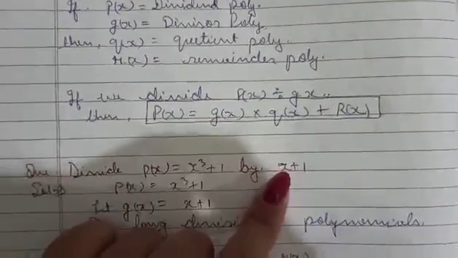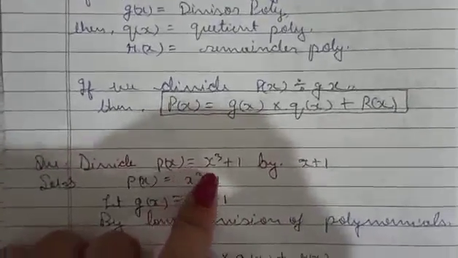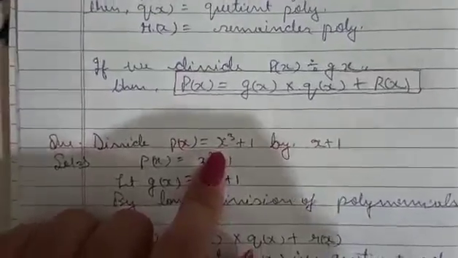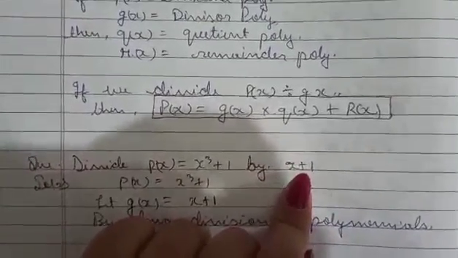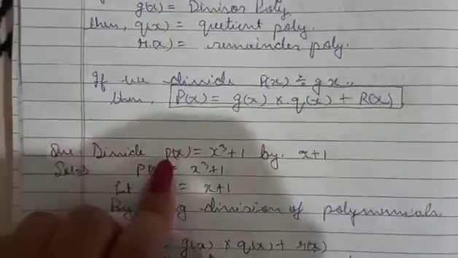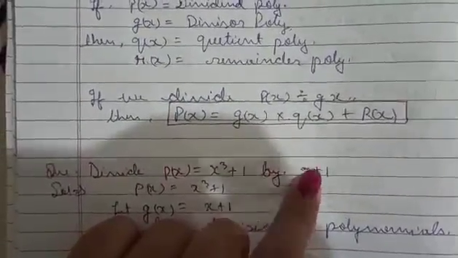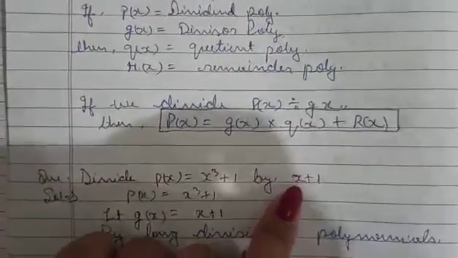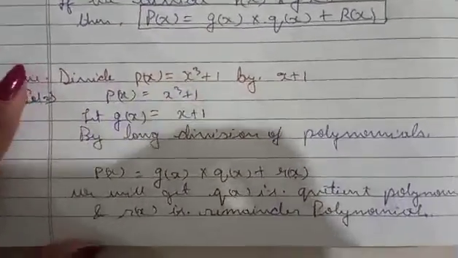Let us understand one important thing about this division: the degree of the dividend polynomial must always be greater than the degree of the divisor polynomial. p(x) is the dividend polynomial, its degree is 3. This is the divisor polynomial g(x), its degree is 1, meaning the degree of p(x) is greater than the degree of g(x), the divisor.